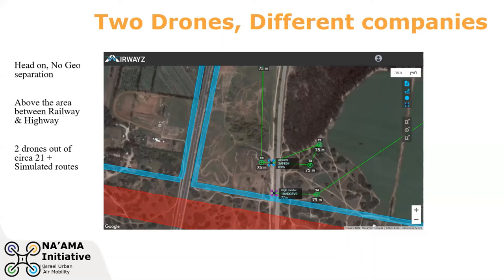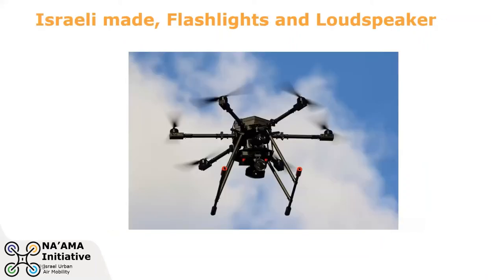our National Park Authority dictated that we're not allowed to fly it because there are birds nesting there. And the green lines that you see are the different routes, and the two UAVs, the purple one on the bottom and the green one upwards, are 130 meters apart, flying head on. These are two actual flights. It's not simulated. You can see here that we have the capability to fly head on with two different drones 130 meters apart without geo separation, where each drone is flown by a different company. It's above and in between the railway and highway. And simultaneously to that, we are flying circa 21 drones in each sortie, 15 times a day, 300 sorties per day total, not including the simulations. Next slide.